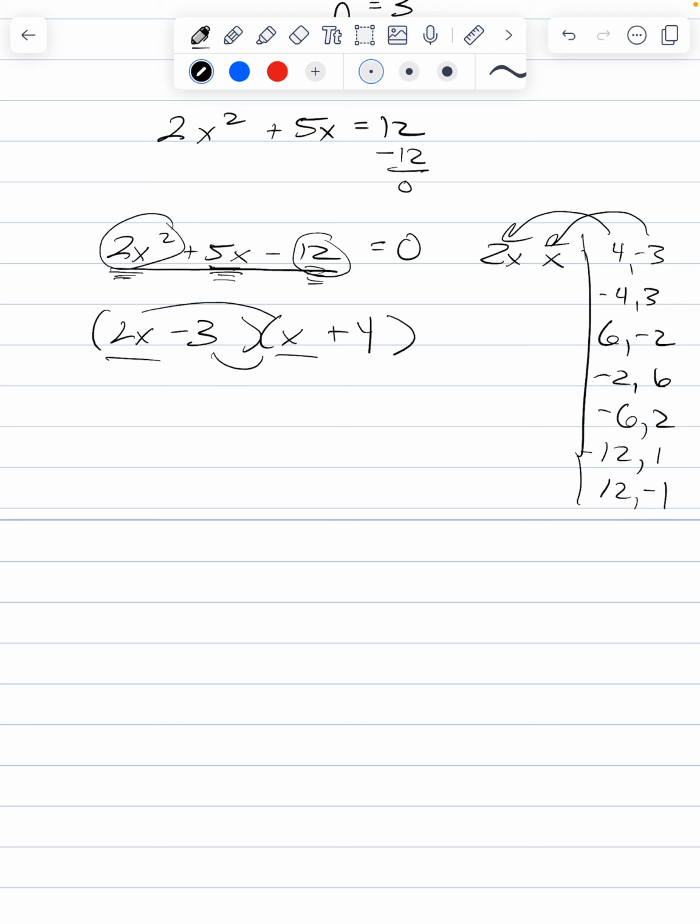That's by doing the whole FOIL thing, or as James would say, FOIL. So we multiply all those, and we end up with 2x squared plus 5x minus 12. I got the right factors.